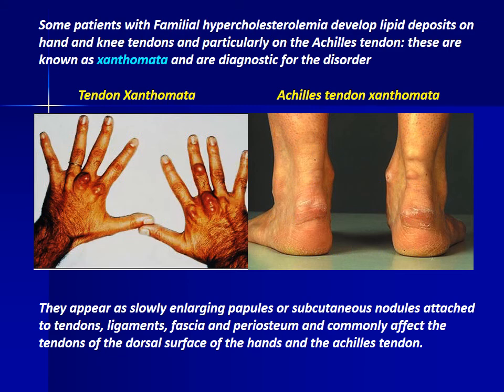Some patients with familial hypercholesterolemia develop lipid deposits on hand and knee tendons, and particularly on the Achilles tendon. They are known as xanthomata and are diagnostic for the disorder. They appear as slowly enlarging papules or subcutaneous nodules attached to tendons, ligaments, fascia, and periosteum, and commonly affect the tendons of the dorsal surface of the hands and the Achilles tendon.